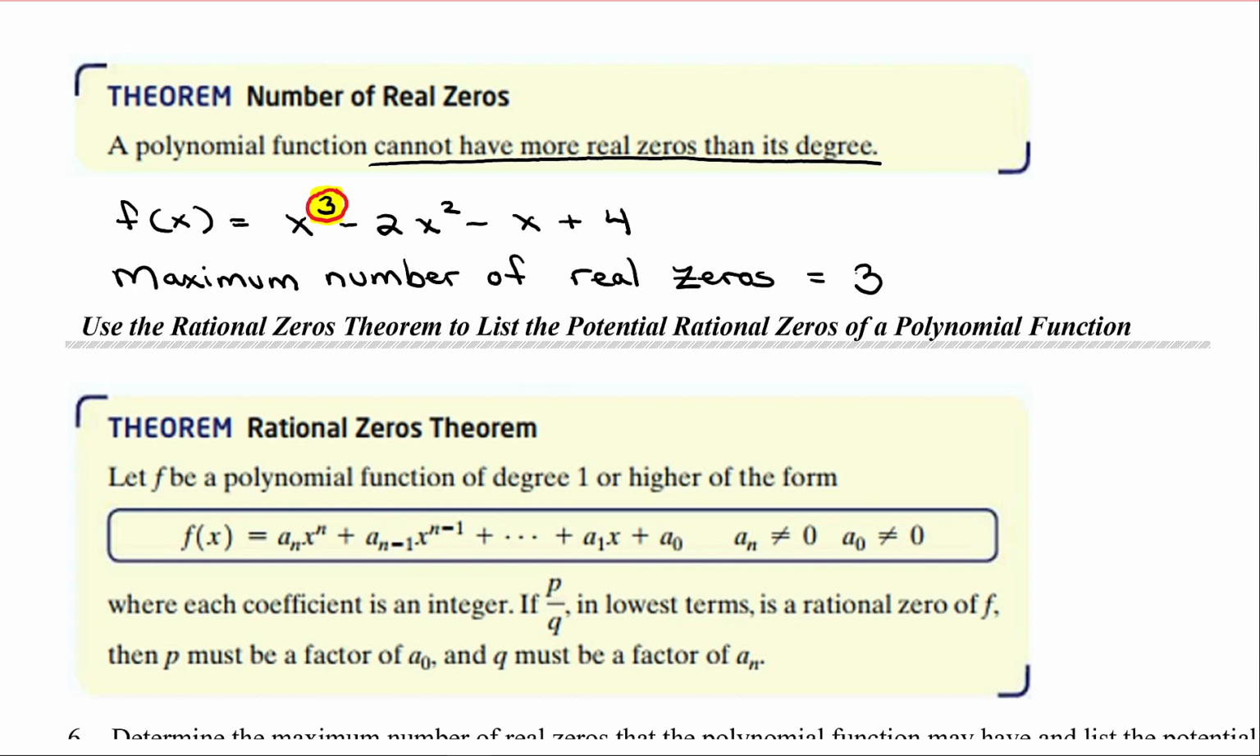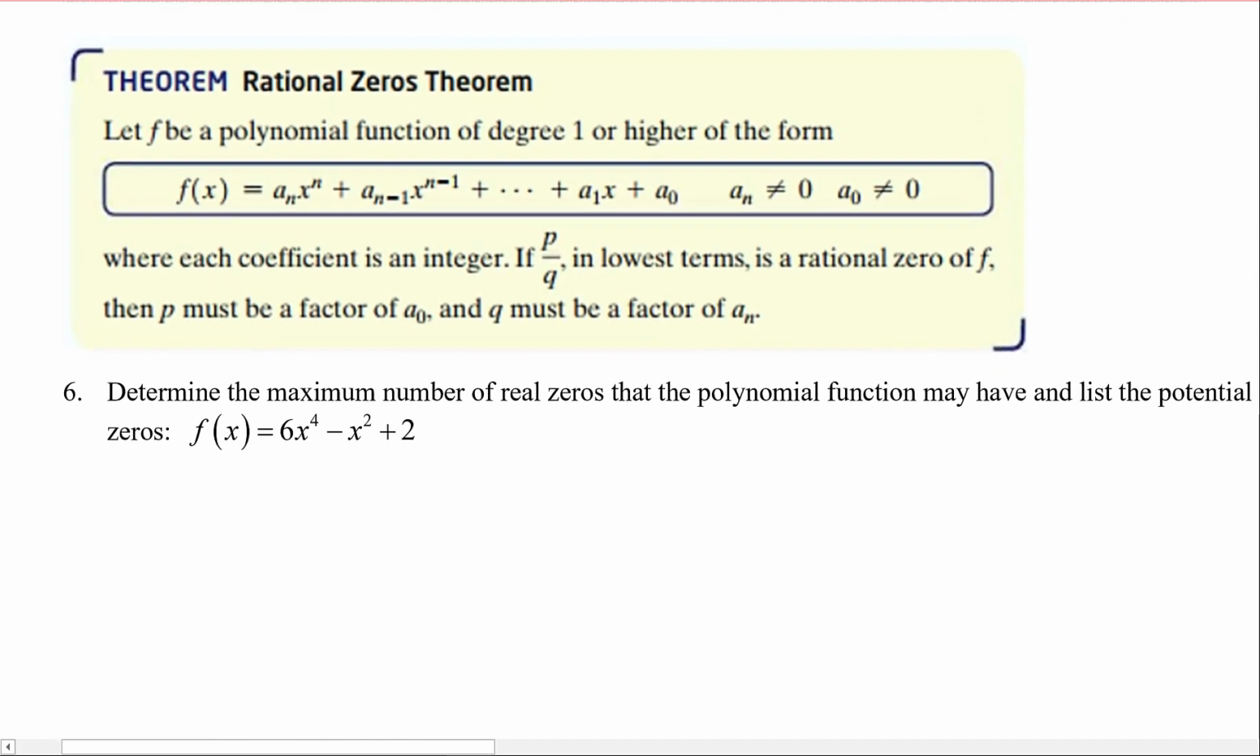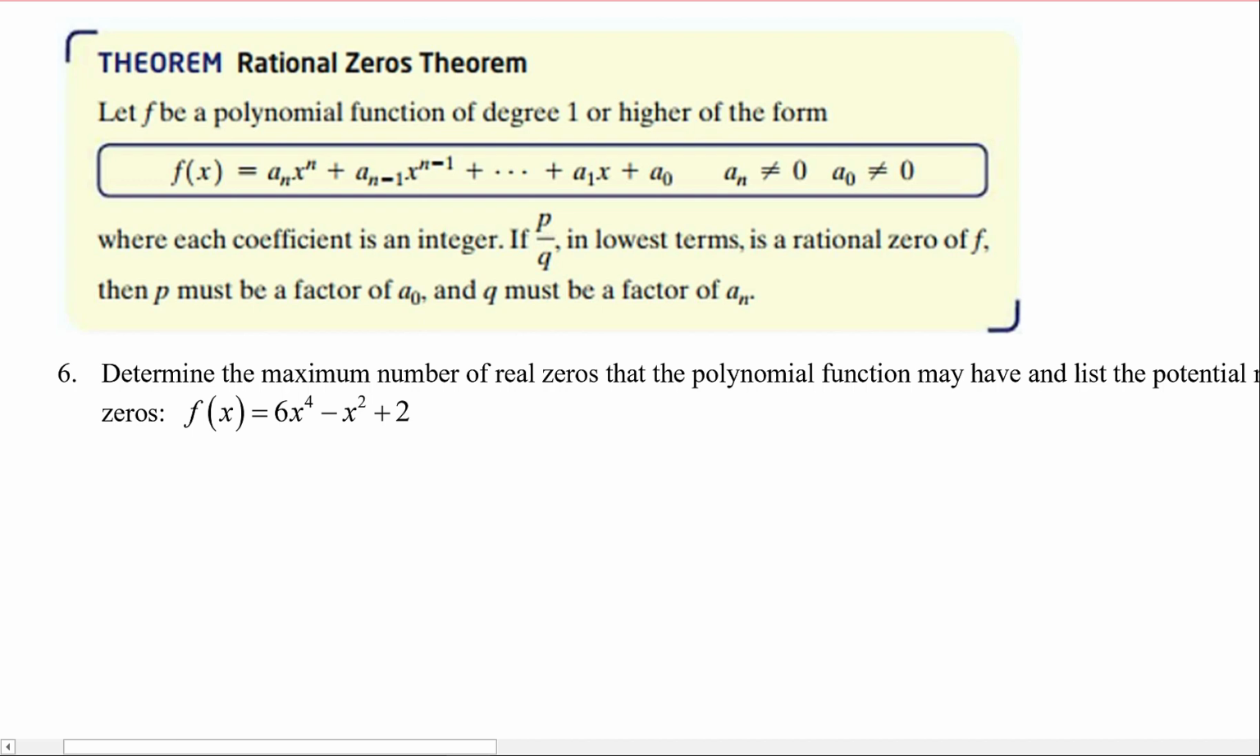All right, let's go on to the next theorem, the rational zeros theorem. Let f be a polynomial function of degree 1 or higher of the form f of x is equal to a sub n times x raised to the n plus a sub n minus 1 times x raised to the n minus 1 plus so on, plus a sub 1 x plus a sub 0, where a sub n is not equal to 0 and a sub 0 is not equal to 0, where each coefficient is an integer. If p divided by q in lowest terms is a rational zero of f, then p must be a factor of a sub 0 and q must be a factor of a sub n.